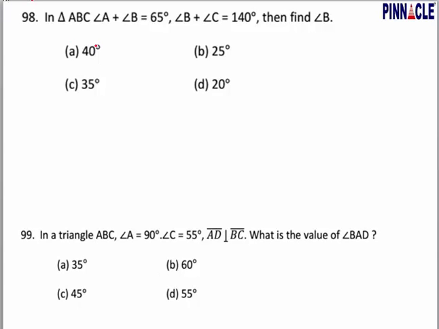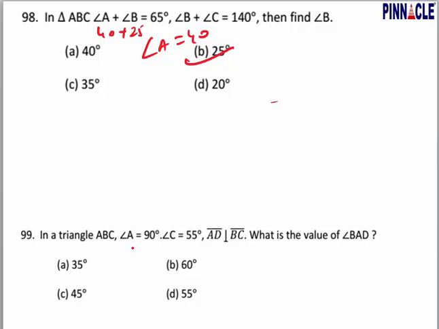Question number 98. In triangle ABC, angle A plus angle B is 65, B plus C is 140, and we have to tell the value of B. Now the sum of angles of ABC is 180, B plus C is equal to 140, then A would be 40, because 180 minus 140 is 40. A plus B is 65, A is 40, then B would be 25, then these will become 65. So B is 25, the answer is B.